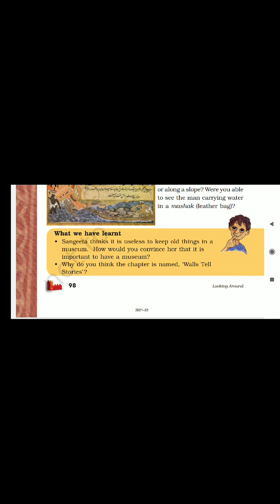So now it's about the main point. So we are going to discuss the main point of this lesson. Sangeeta thinks it is useless to keep all things in a museum. How would you convince her that it is important to have a museum?